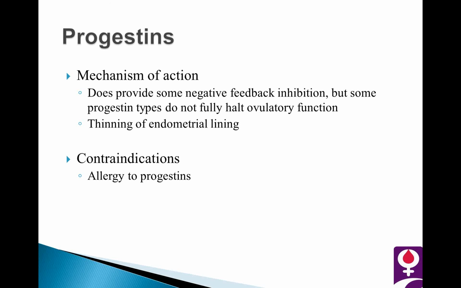So let's briefly talk about progesterone. The mechanism of action is very similar in that it does provide some negative feedback inhibition, but some progestin types do not fully halt ovulatory function. It does, however, similarly result in thinning of the endometrial lining. And really, different from estrogens, the main contraindication to a progestin hormone is an allergy in the past.